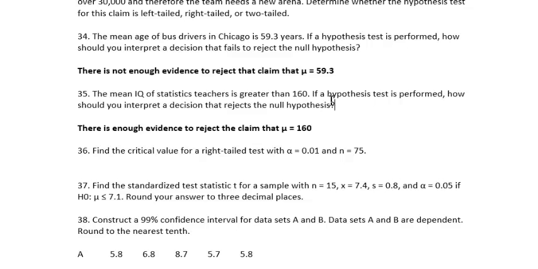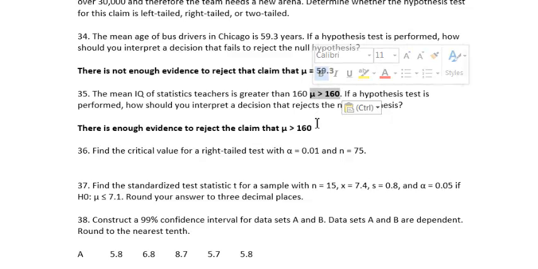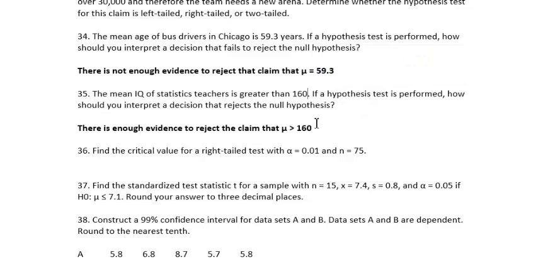Same basic idea. 35 is the converse. The mean IQ of statistics teachers is greater than 160, which I don't think it is, but anyway. If a hypothesis test is performed, how should you interpret the null hypothesis? Actually, there's a little bit of a mistake here. What is the null hypothesis? The null hypothesis is that the IQ is greater than 160. So that's the null hypothesis: mu is greater than 160. In mathematical terms, that's how we would write this.